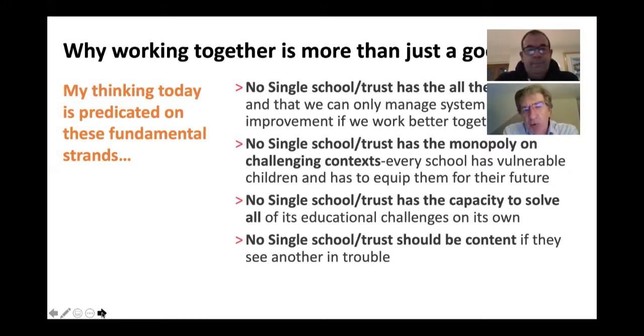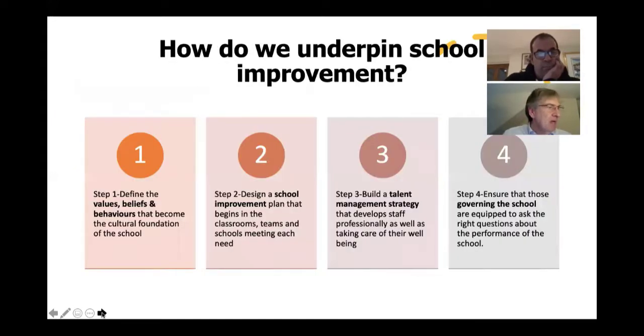So that last point then, about our collective responsibility as teachers and as leaders and as educationalists, we should never be content if we see another school in difficulty. We should want to do whatever we can to help. And I think if you subscribe to those 4 fundamental strands about nobody having the monopoly on challenge, nobody having the monopoly on capacity and answers, and nobody being able to dip out of the conversation about how we help a school in trouble, then actually you begin to build the underbelly of what collaboration can look like across the system.